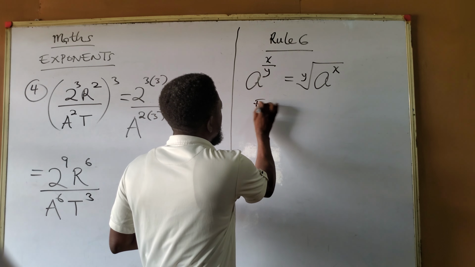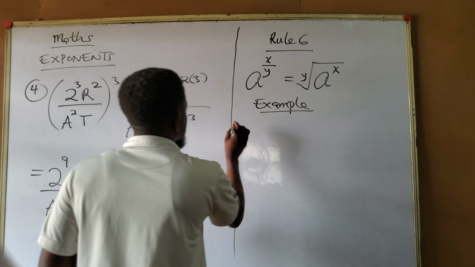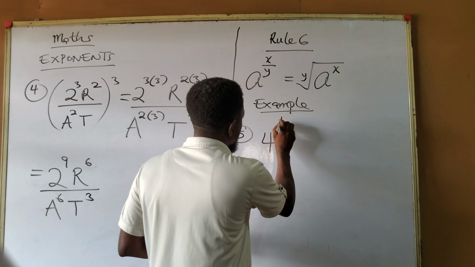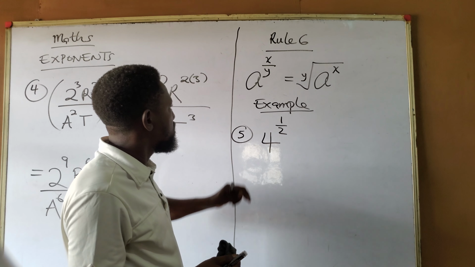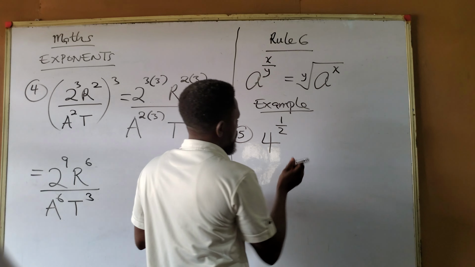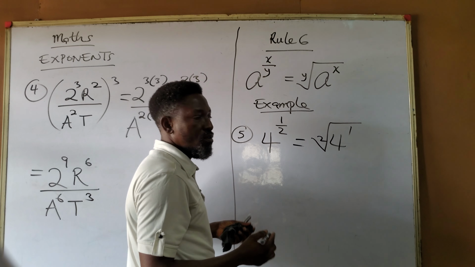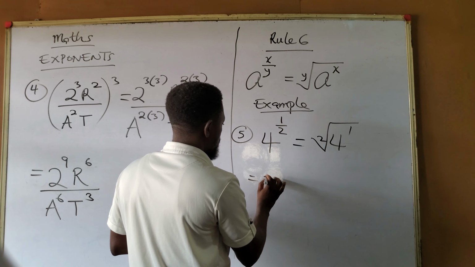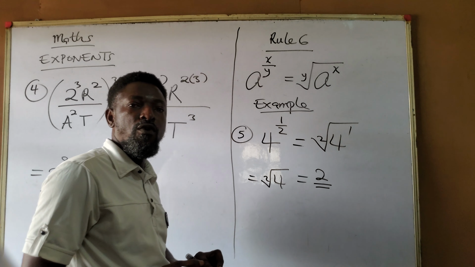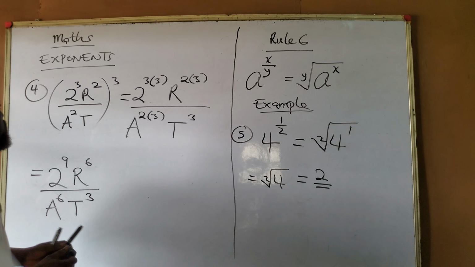So let's get an example for rule 6. Example 5 now. If you have something like 4 raised to the power 1 over 2, in this case what it means is that a is 4, x is 1, then y is 2. So to apply rule number 6, this one will give us the square root of 4 to the power 1. Of course 4 to the power 1 is equal to 4. So this one will give us the square root of 4, and the square root of 4 is a number that multiplies itself 2 times to get 4. And that number is 2. That's another example for rule 6.